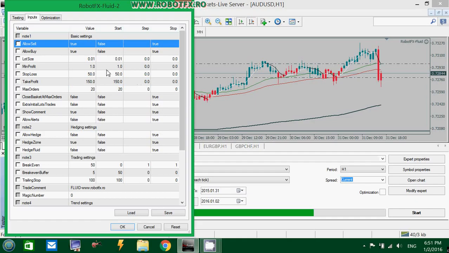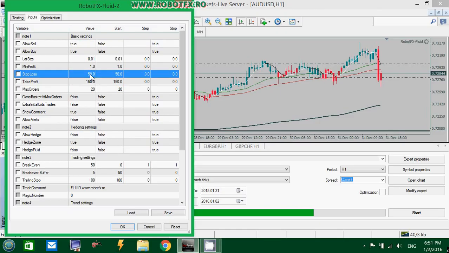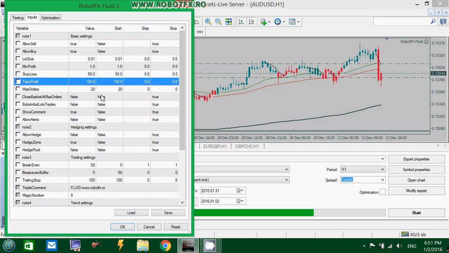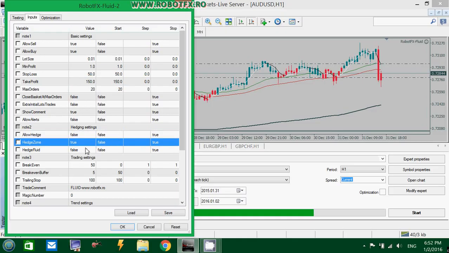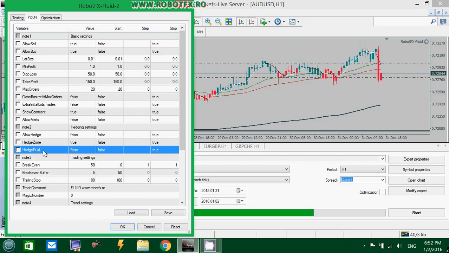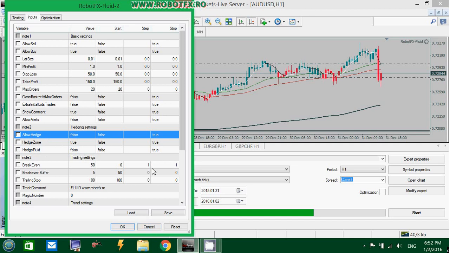It will go like this. To enable the classic stop loss and take profit, by default set at 50 pips and 150 pips, you must disable the allow hedge option. So set this to false. You can ignore the other two, hedge zone and hedge fluid zones. We are not considering them right now once the allow hedge is set to false.